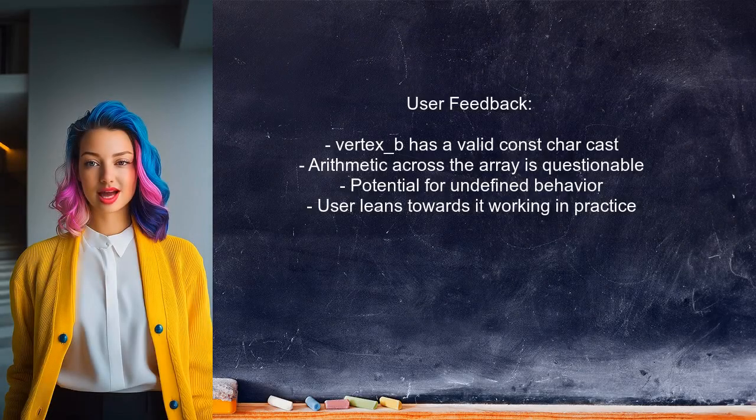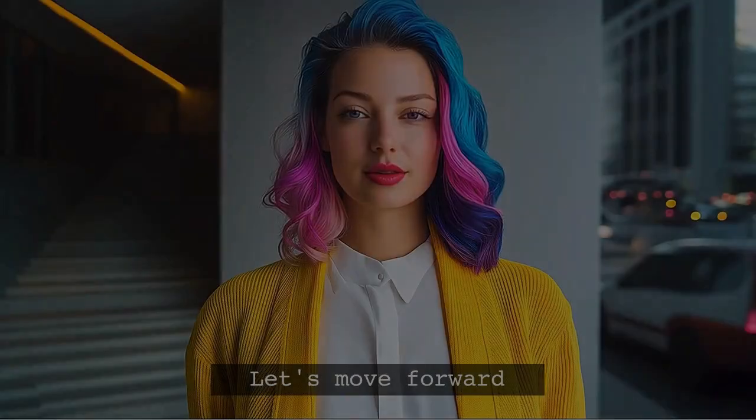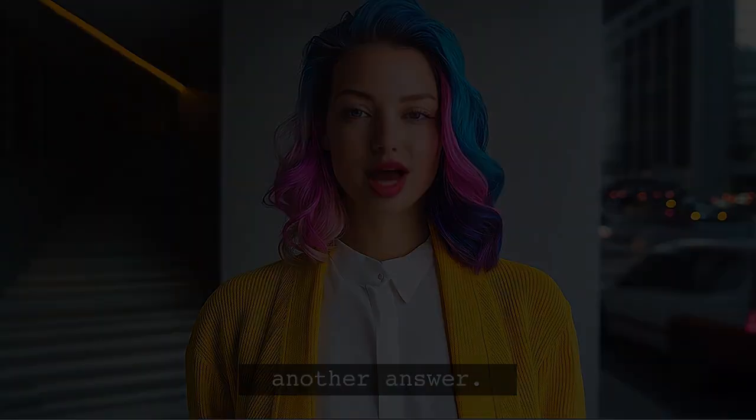Regarding vertexB, the user notes that while the cast to const char is valid, performing arithmetic with it across the array is questionable. They suggest that this could lead to undefined behavior, but they are leaning towards the idea that it will work in practice. Let's move forward and look at another answer.